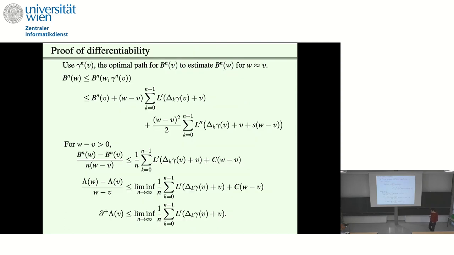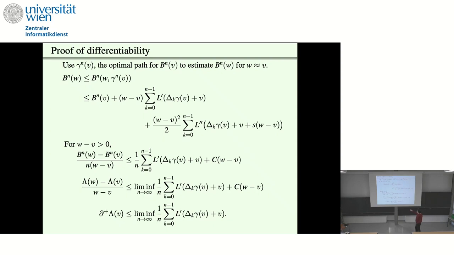Okay, so what's the proof? So let's get down to business. The whole point of this proof is that I can use the optimal path for one V to estimate the optimal action for nearby values of V from above. My goal is to obtain differentiability: I want to prove that the right derivative is equal to the left derivative. That's all I need. And this is how it's done.